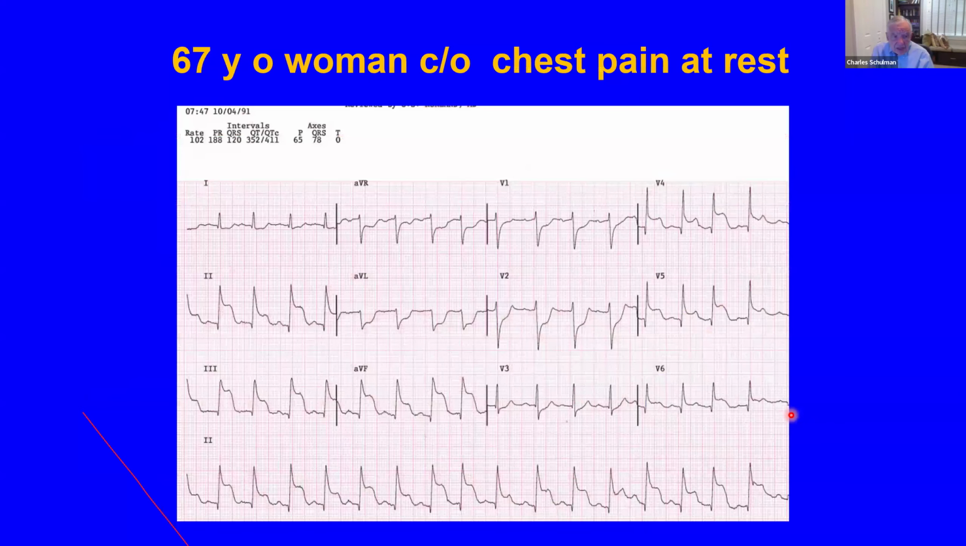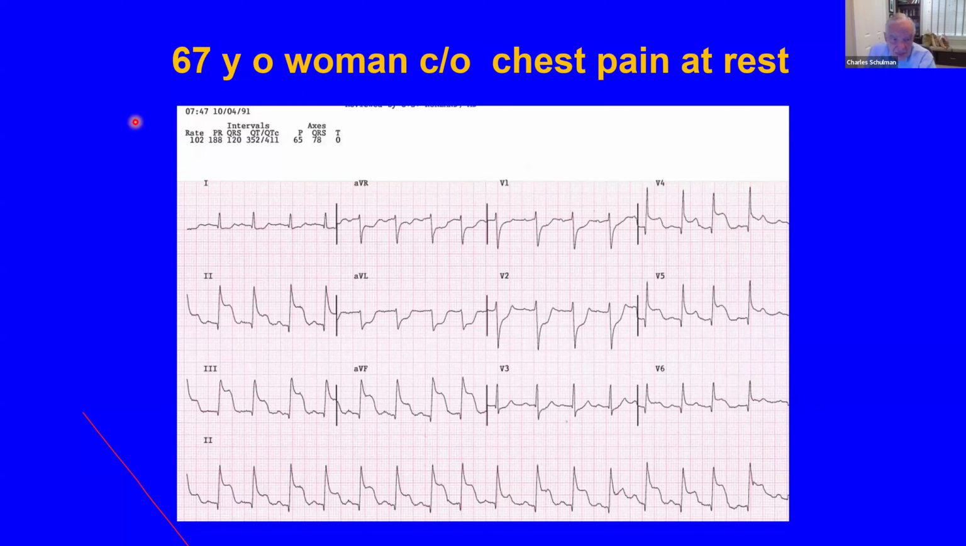Now, here's a 67-year-old woman who complained of chest pain at rest. This is a historic ECG, right? It was taken in 1991.